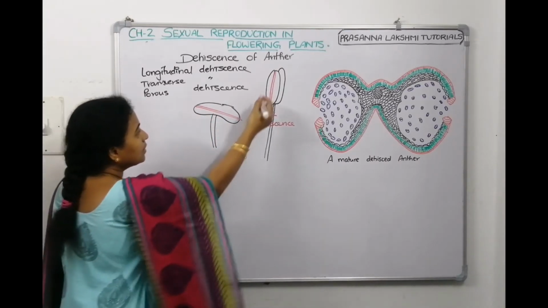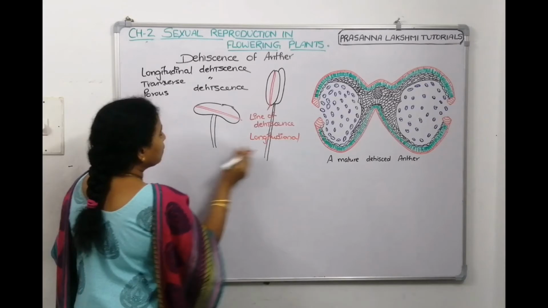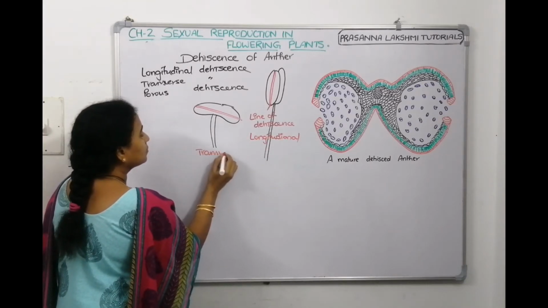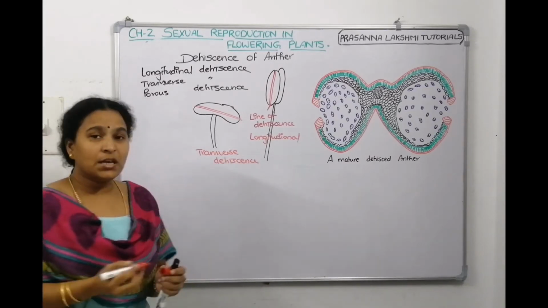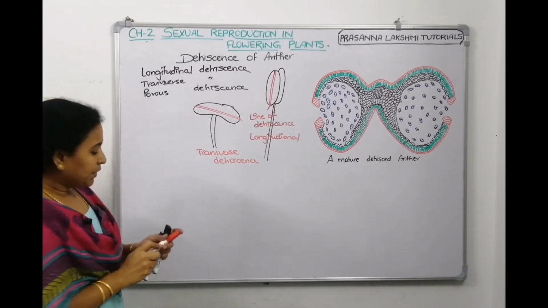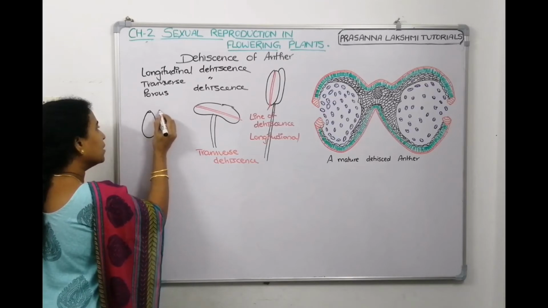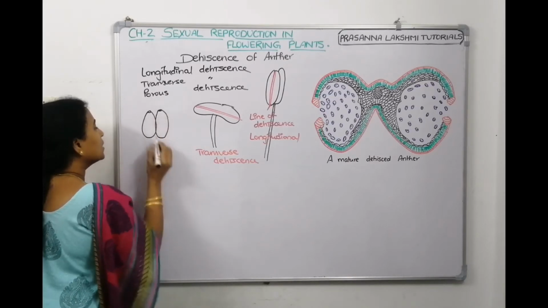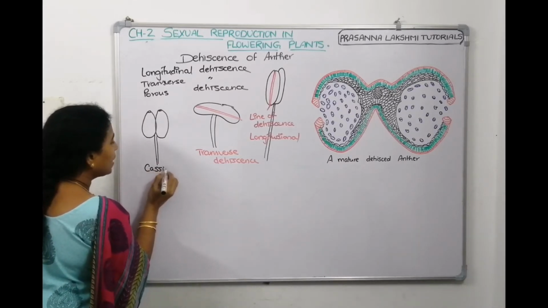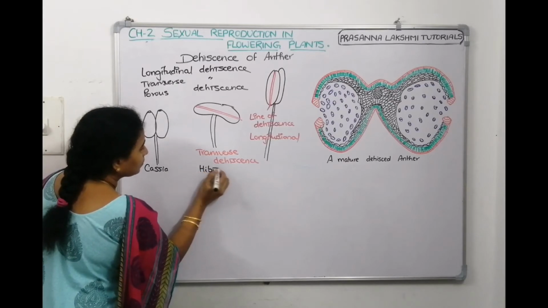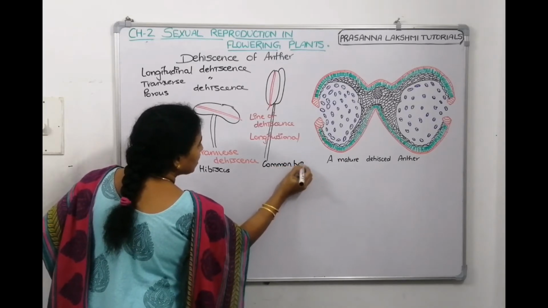What is this dehiscence called? This I told is longitudinal, right? And what is this dehiscence called? Transverse dehiscence. And if you see members like cassia, there the anther lobes will be like this. Here is one anther lobe, this is another anther lobe, and this is a filament. So we can see it in cassia, and this I told we see in hibiscus. And this longitudinal dehiscence is a common type of dehiscence.